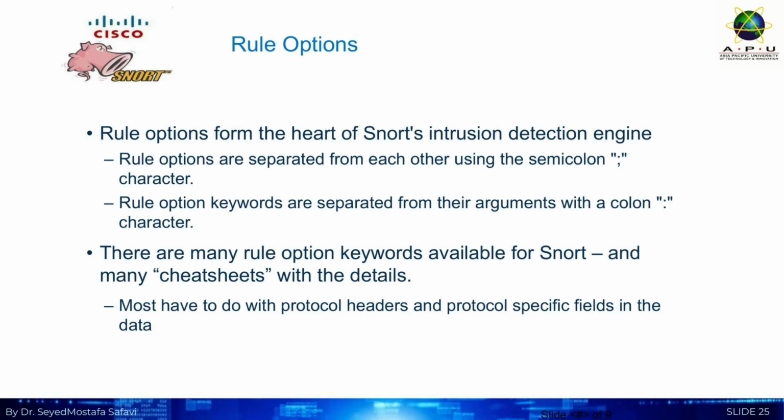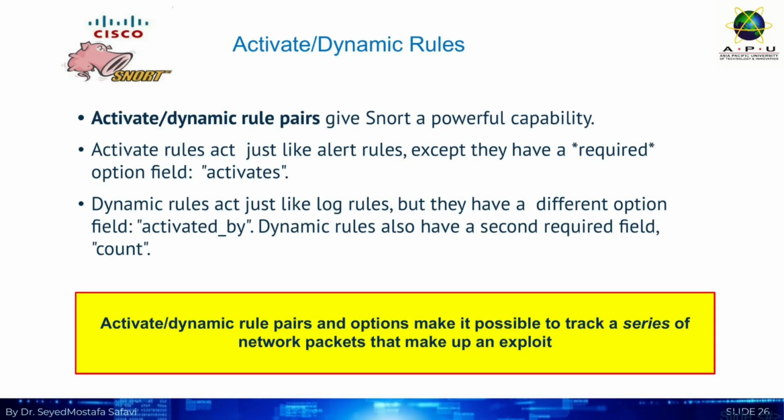The rule options are where the detailed inspection happens. They are separated by 2 key characters, semicolon and colon. Semicolon separates one option keyword from the next. Colon separates the keyword from its specific value, like defining a variable, content XYZ. There are hundreds of options, and these are what give the system the ability to look inside the packet for specific suspicious patterns.